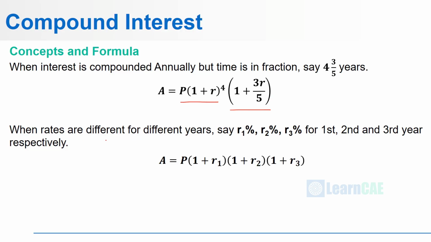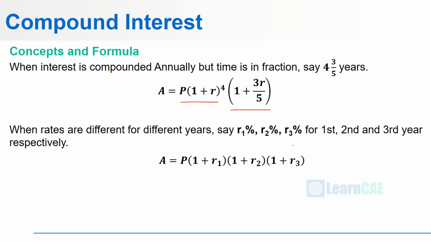Next, when rates are different for different years, for example, if it is R1 percentage, R2 percentage and R3 percentage for the first, second and third year respectively, then the total amount is given by P into (1 plus R1) into (1 plus R2) into (1 plus R3). So this is the formula for total amount if the rates of interest are different for different years.